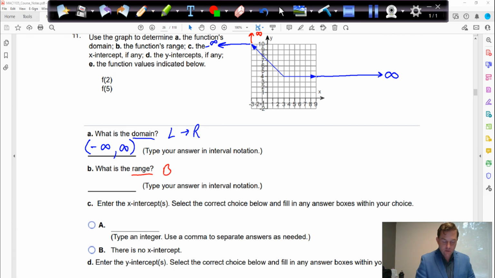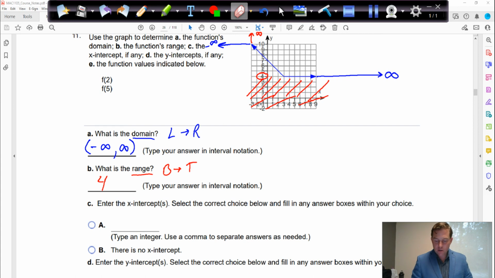For the range, we go from the bottom to the top. So we say, okay, what's the bottommost of this graph? And you'll see that this graph is not defined anywhere below 4. So none of that's filled in. So the bottommost point is 4.